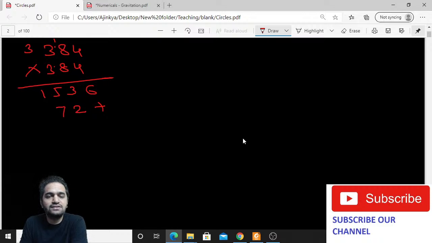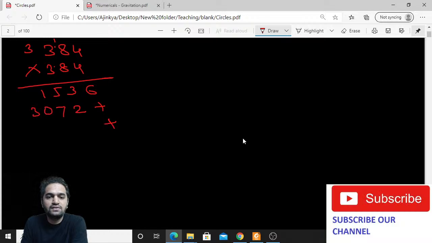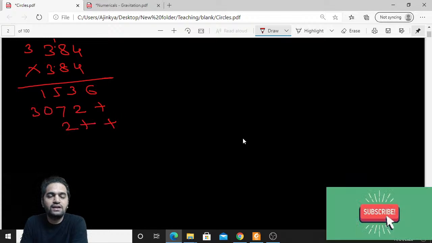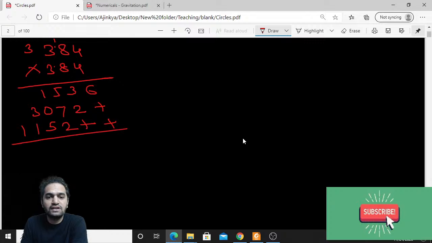6 carry 7, 8 threes are 24, 24 plus 6 is 30, okay. Then 3 fours are 12, plus 1 carry is 13, 3 eights are 24 plus 1, 25, 2 carry, 3 threes are 9, 9 plus 2 is 11. So that is your calculation.